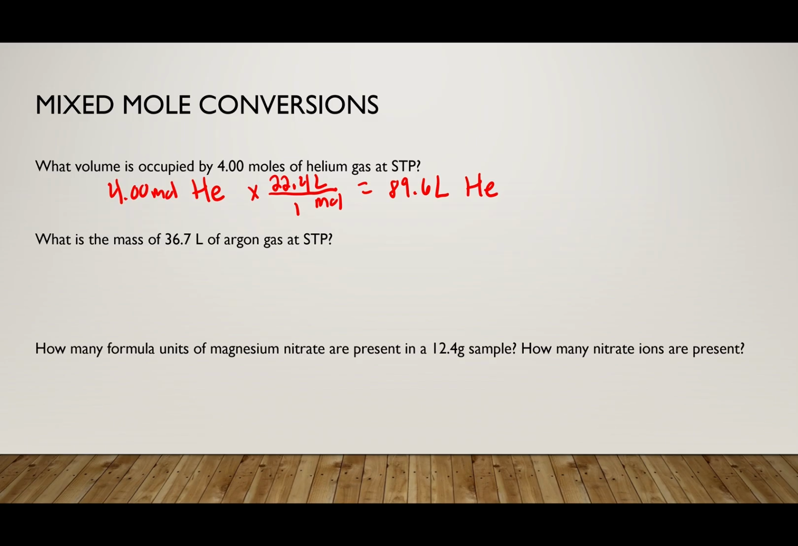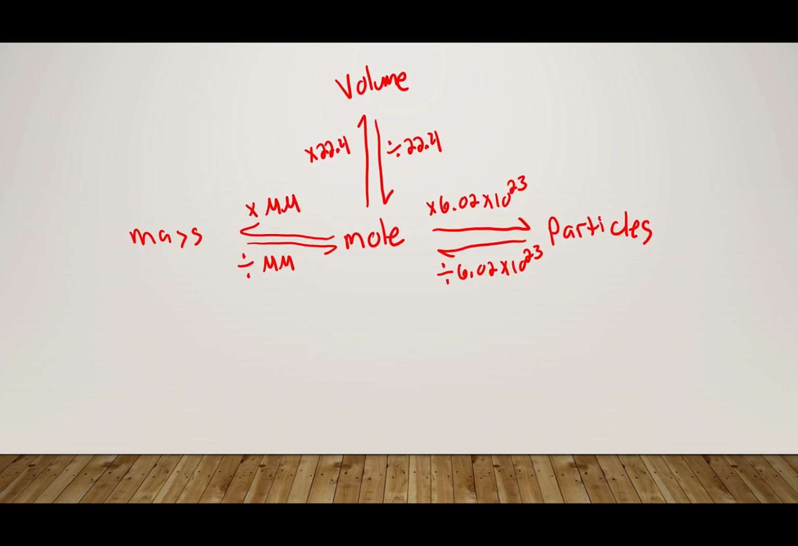In our next example, what is the mass of 36.7 liters of argon gas at STP? So here we're looking for mass, and we're given a volume instead. If we just refer back to our mole map, you'll see that there's no direct link between mass and volume. So we can't just one-step our way from mass to volume, but instead we can see that they are linked through the mole. So this is going to be a two-step problem.